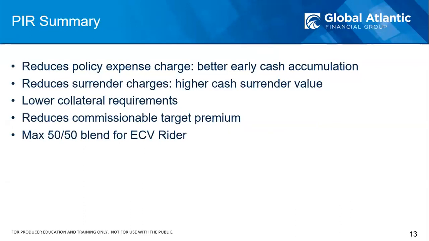One of the things, obviously, with PIR is that it reduces commission. So if you're doing a 50-50 blend, where the target was 200,000, now the target's only going to be 100. So you are sacrificing commission and compensation in order to make the policy perform better. Let's not beat around the bush. It is what it is.